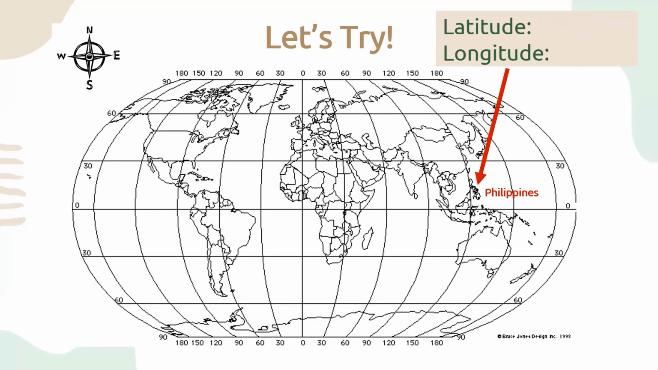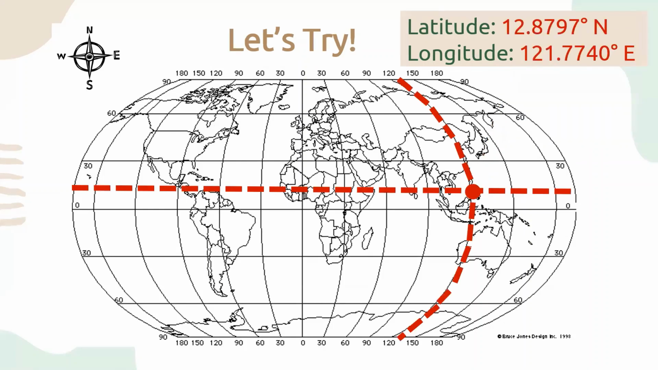Now I think you're ready to locate our country. Where is the Philippines located? Approximate values will do. The exact coordinates are as follows. Its latitude is 12.8797 degrees north, while its longitude is 121.7740 degrees east. Were your approximate answers close to these figures? Yay!